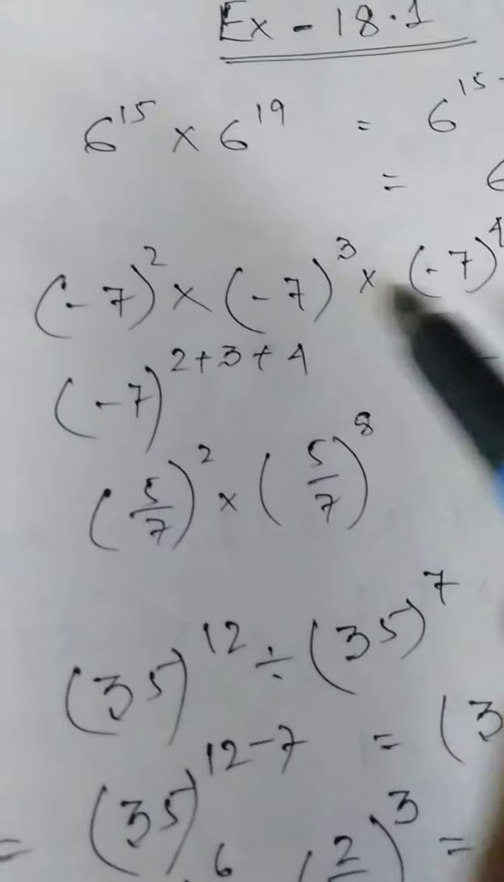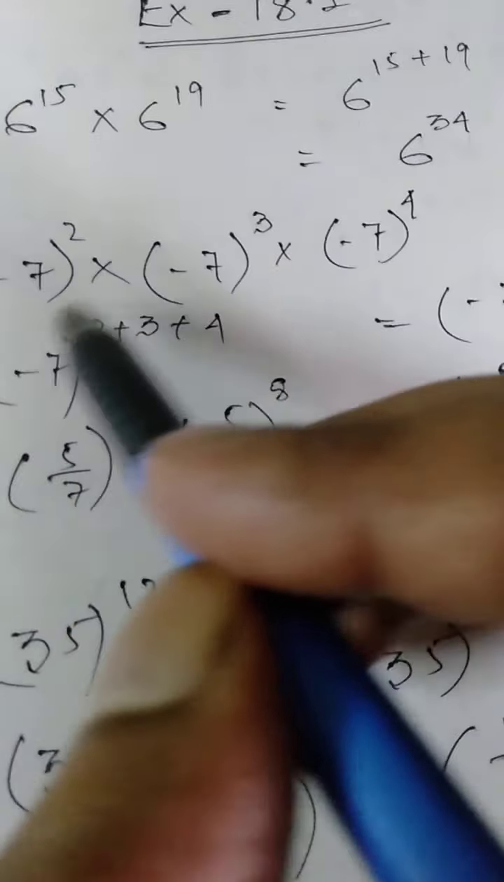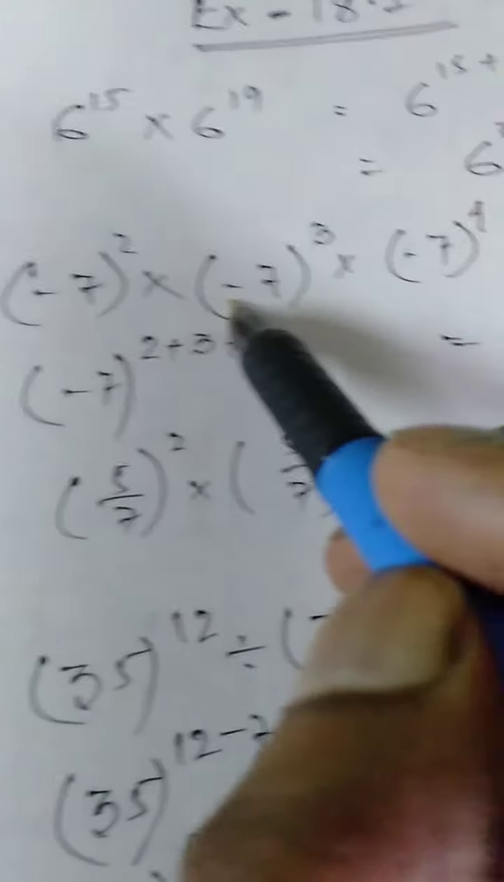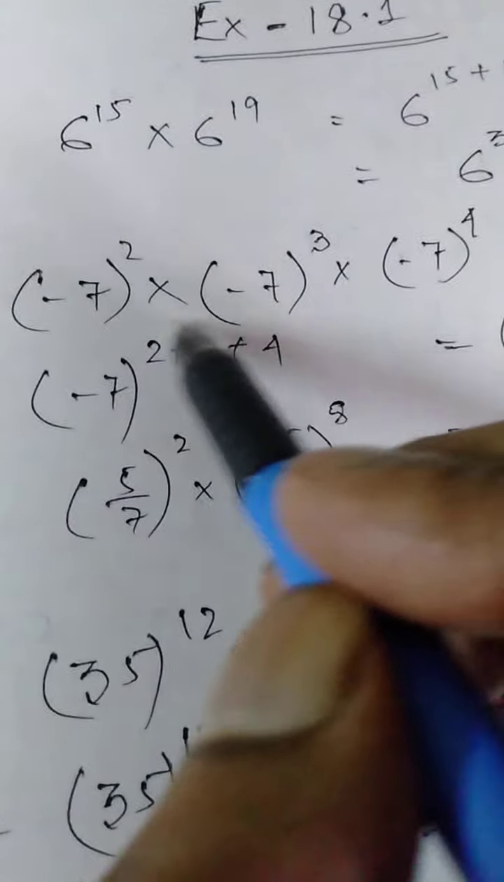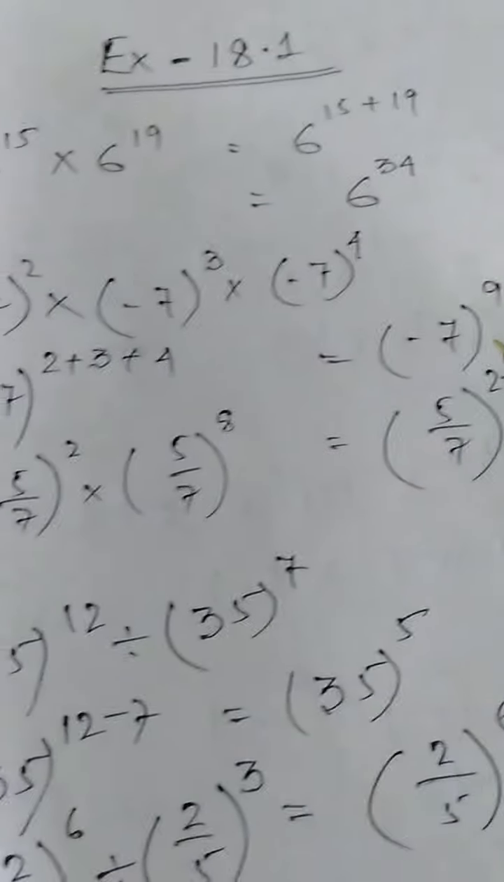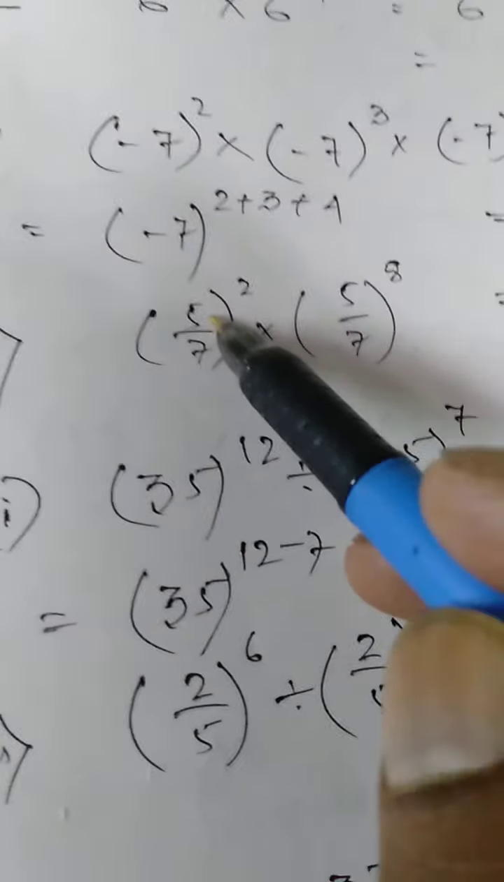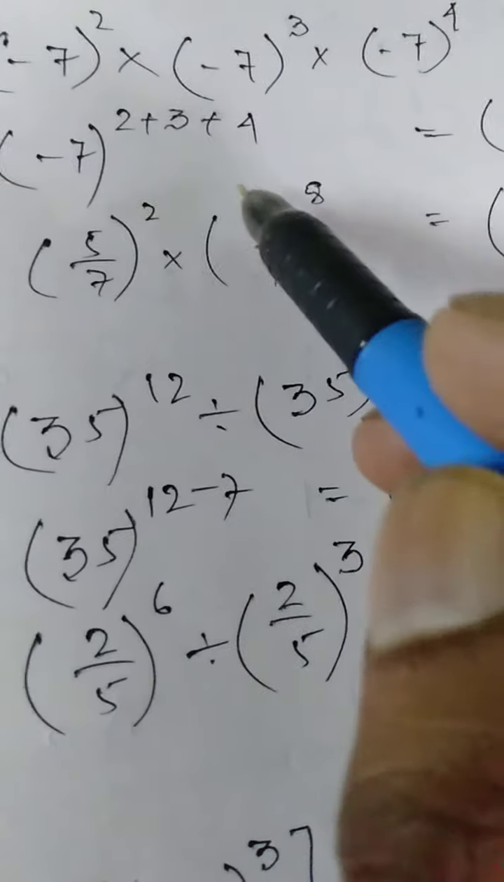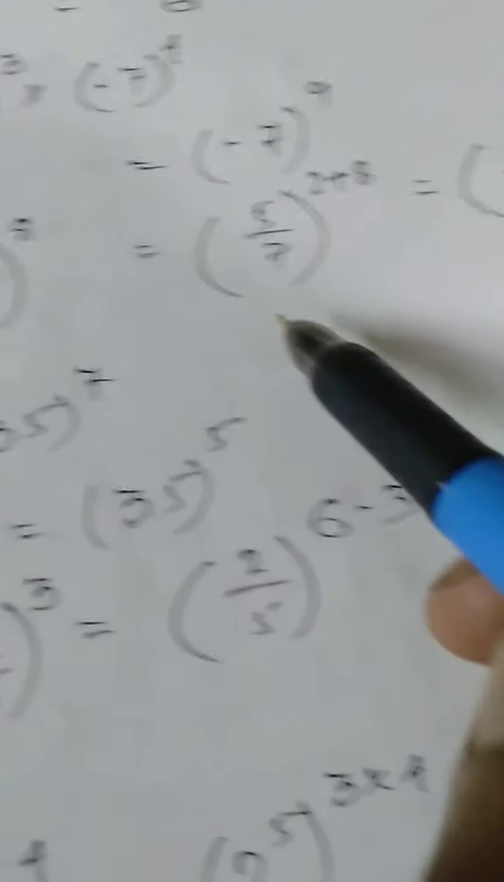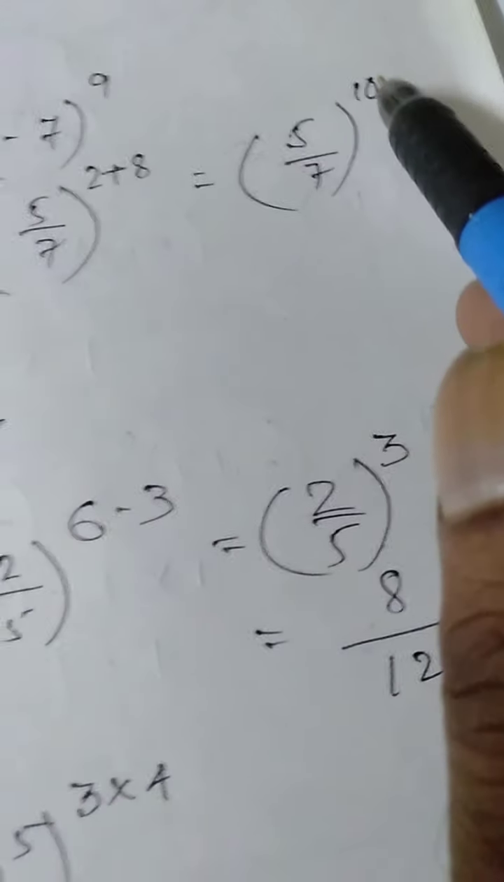Similarly, here there are 3 terms. It doesn't matter how many terms there may be. The base should be the same, and if there is a multiplication sign, then the powers will be added, and we will get 7 to the power 9. Okay, next question: 5 by 7 whole square into 5 by 7 to the power 8. Here we will add the powers and get 5 by 7 to the power 10.